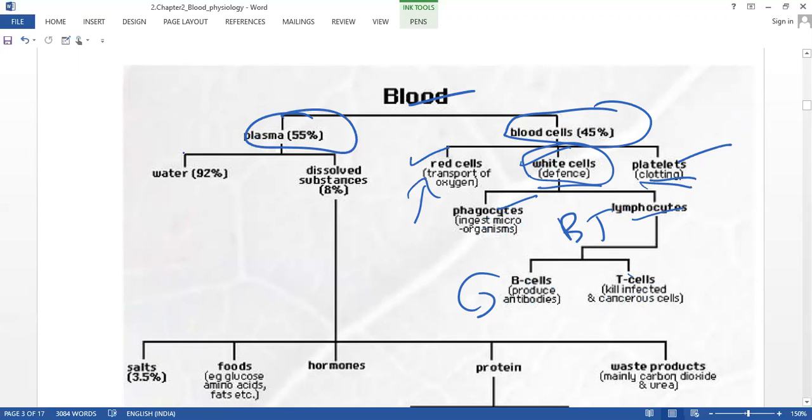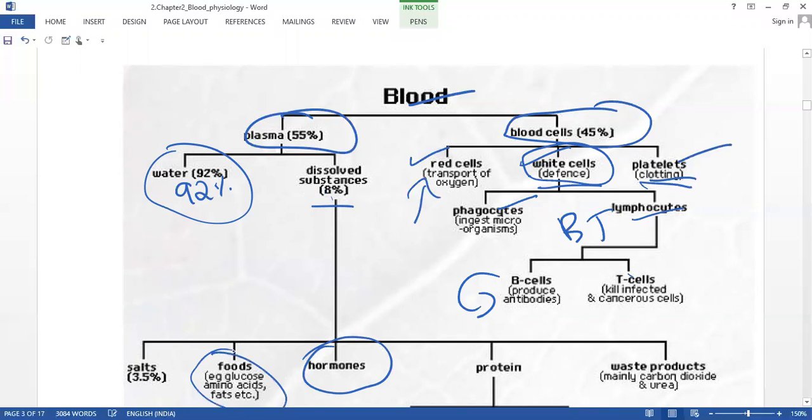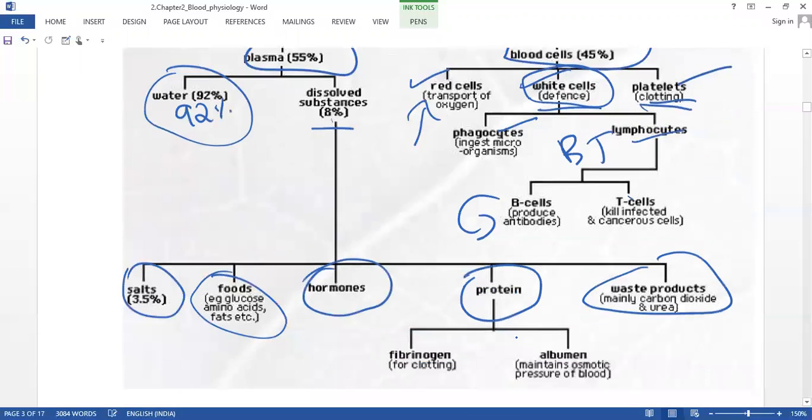And the plasma consists of almost 92% water, and the dissolved substances make up 8%. The dissolved substances may be hormones, food and salt, 3.5% of it salt. The food contains glucose, amino acids and fats, and there are also proteins and waste products, such as carbon dioxide and urea.